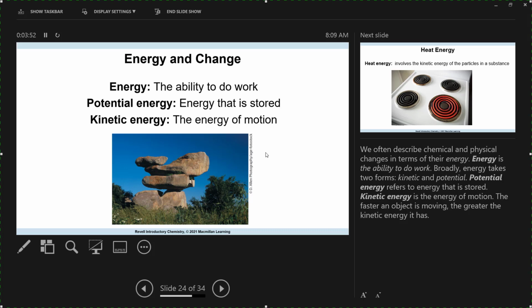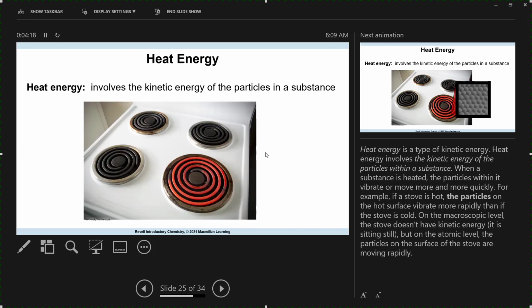Okay, heat energy. We probably don't think about this a lot, but even in a solid, the atoms and molecules are moving. There is kinetic energy there. It's what we call thermal energy. If we heat up that solid, those particles start moving faster, so they have more kinetic energy or more thermal energy. That's the kinetic energy that we're going to focus on, energy of motion.